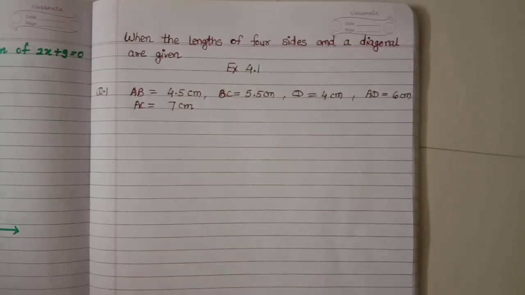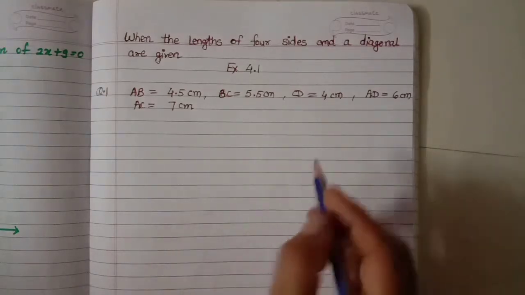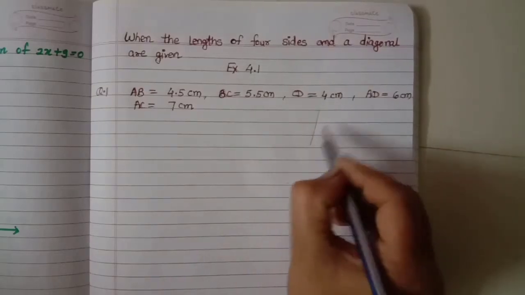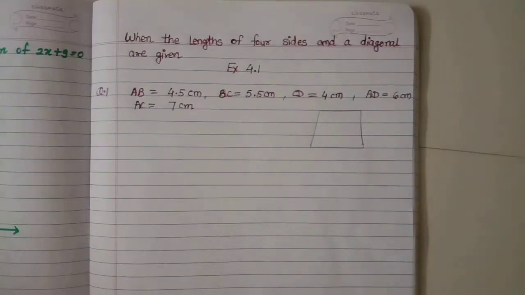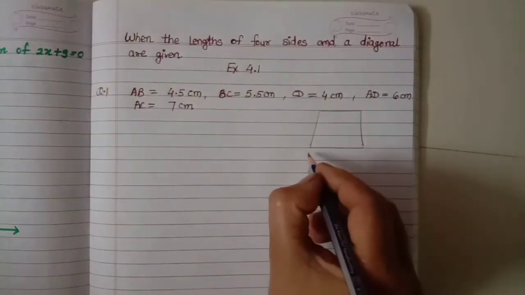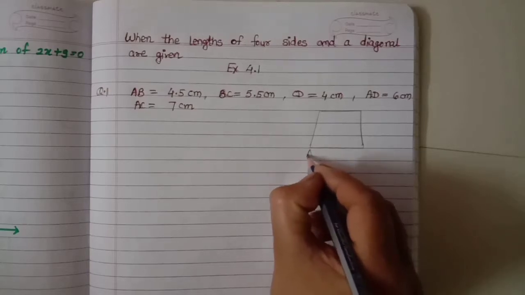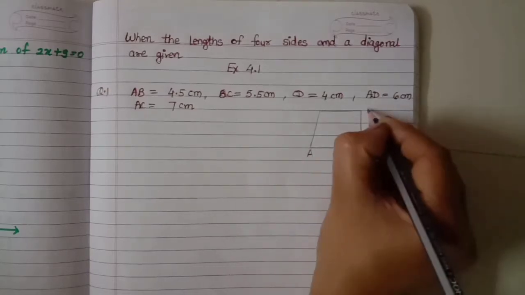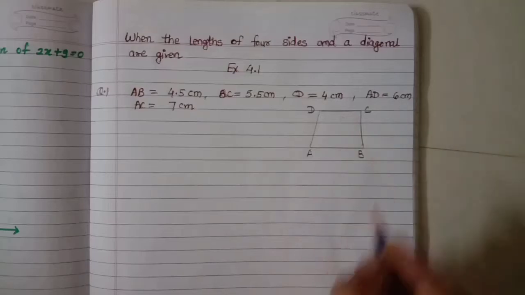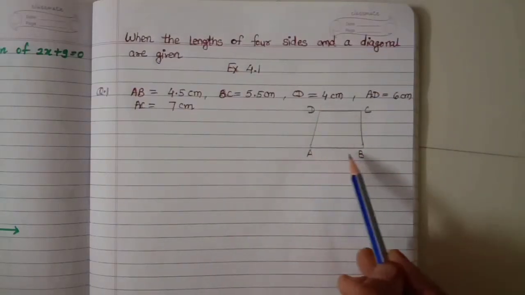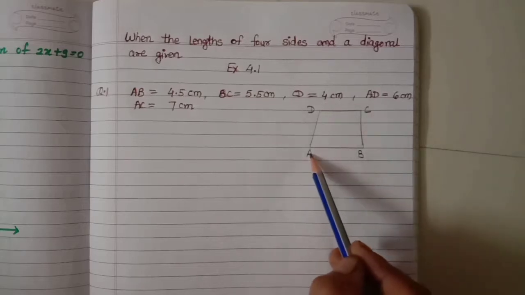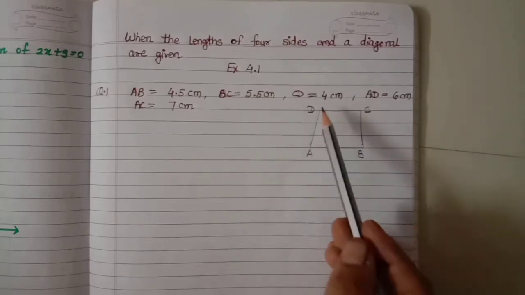Students, before constructing, first we will make a rough diagram. Here we have to make a quadrilateral ABCD. First we label this quadrilateral A, B, C, D. Please, at the time of labeling you have to use continuation form: A, then B, then C, then D.